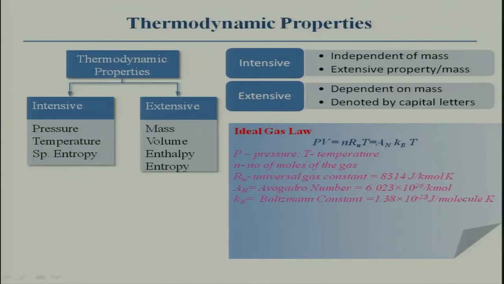NA is the Avogadro's number and Kb is your Boltzmann constant, and these values given here, which you are very much aware of: Avogadro number is 6.023 into 10 power 26 per kilomole. Kb, the Boltzmann constant, is equal to 1.38 into 10 power minus 23 joule per Kelvin per molecule.